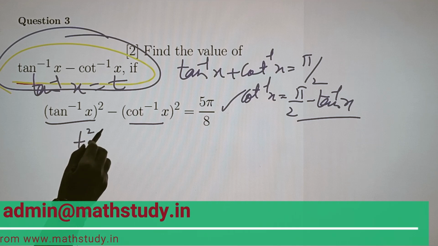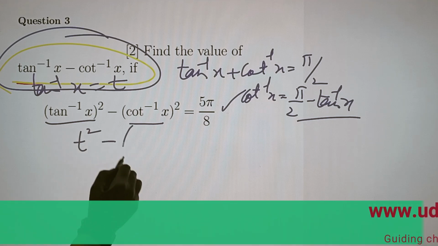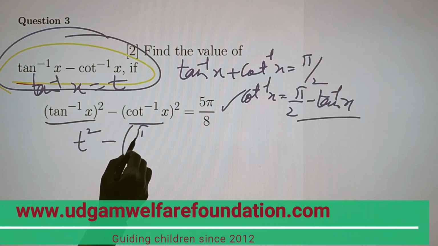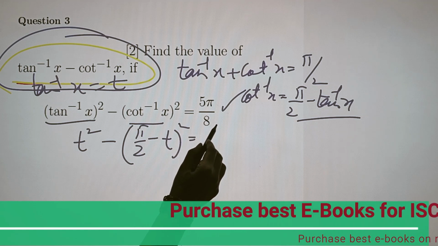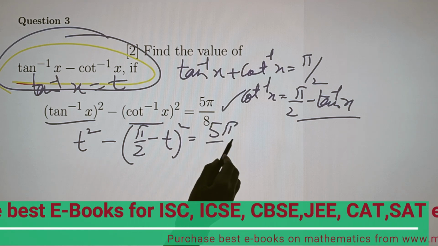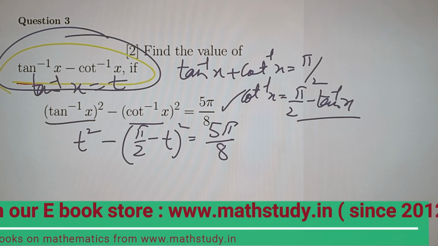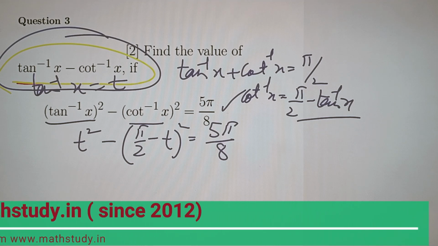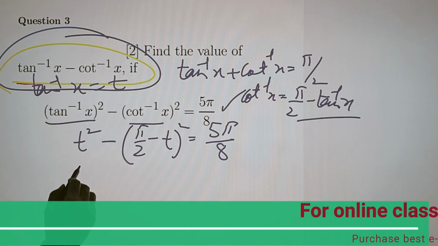So we can write tan inverse x is t, so we get t square minus pi by 2 minus t whole square, very simple, equals 5 pi by 8. What we have to do now is simplify it so that we can find this equation in terms of t.